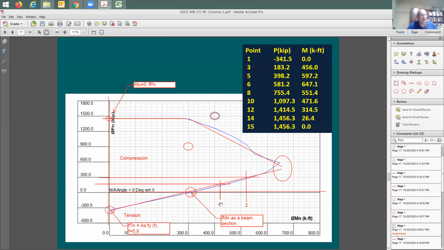Which means if I have a column that's supporting about 150 kips, this column here supports 150 kips. I'm going to be adding here additional 150 kips to have a total of 300 kips. Instead of having a capacity of, let's say, 420 or so, now it's going to become 520 kip-foot. So the flexural strength is going up.